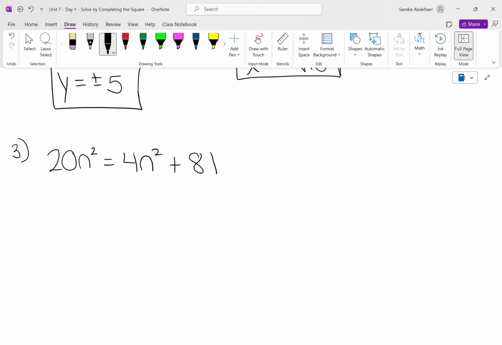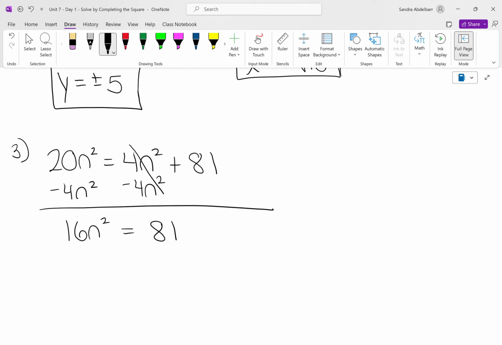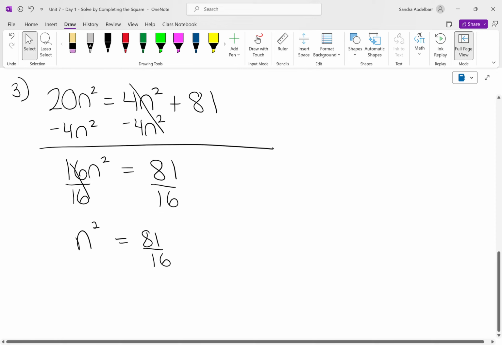Okay, we're solving for n. There's two n's. We need to get them both on the same side. So what I'm going to do is subtract 4n squared on both sides. That's going to bring us down to 16n squared equals 81. Just the n is being squared, so I'm going to divide by 16 on both sides. So now I have n squared equals 81 over 16.